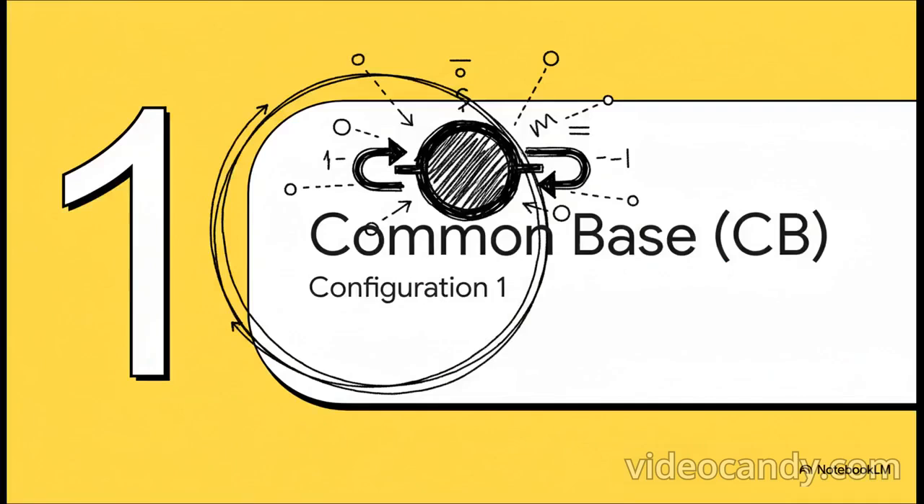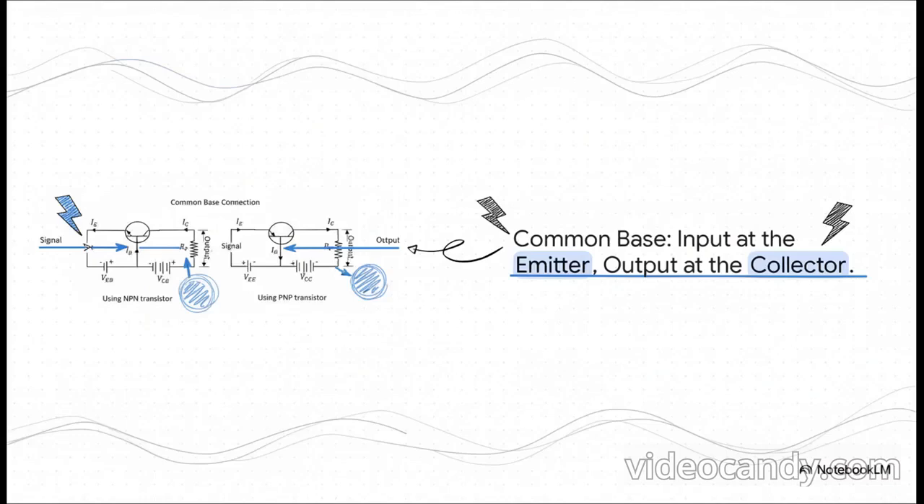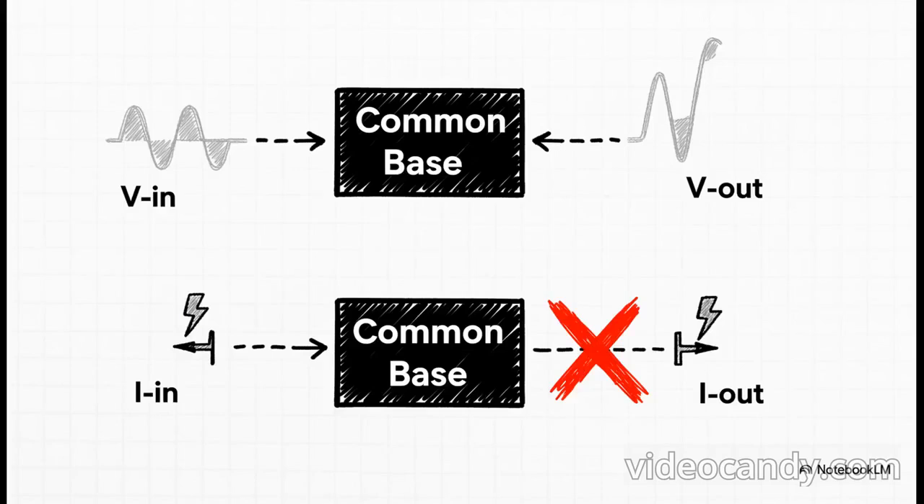So that brings us to our first personality, what we call the common base configuration. And as you can probably guess from the name, this one is all about making the base the shared, central point. Okay, let's take a look at the circuit here. The input signal comes in on the emitter. The output, we take from the collector. And right there in the middle, tied to both, is the base terminal, which we usually just connect to ground. So the signal basically flows from the emitter straight through the transistor and out the collector, using the base as its reference point.